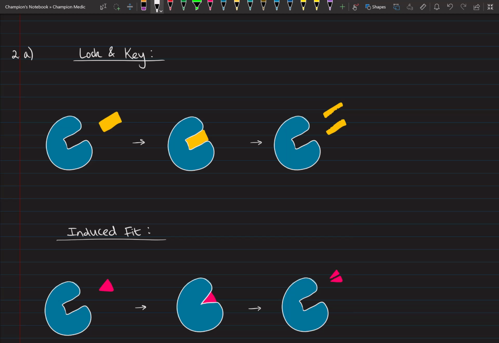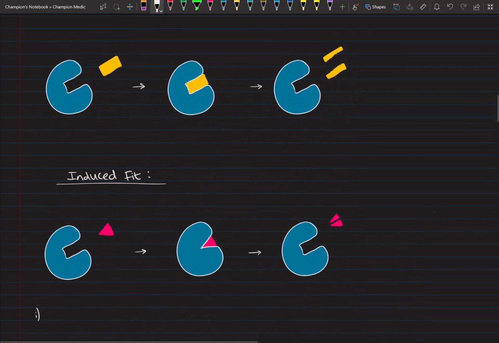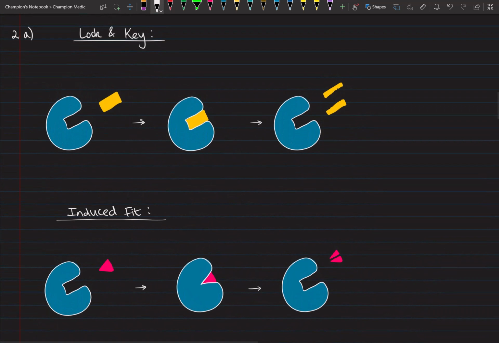The second question is asking us to describe the induced fit model. This is a concept in enzymes where the active site of the enzyme is not complementary to the substrate, which means that the active site of the enzyme has to mold around the substrate. So it's flexible in that aspect. It changes the shape of the active site, and that way it can form an enzyme substrate complex.